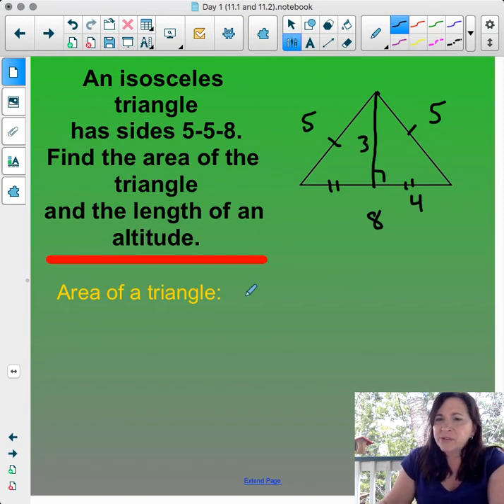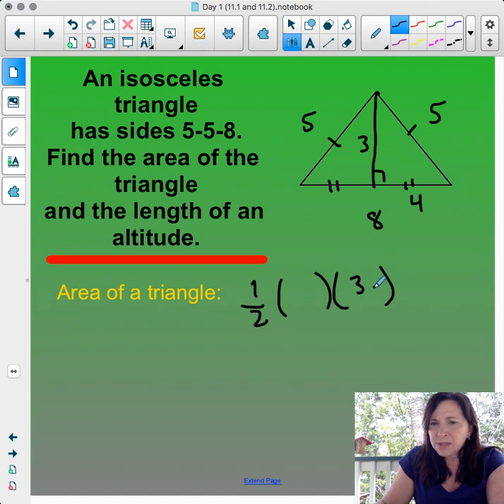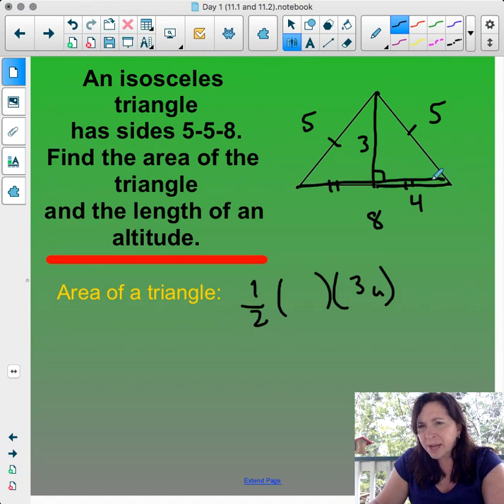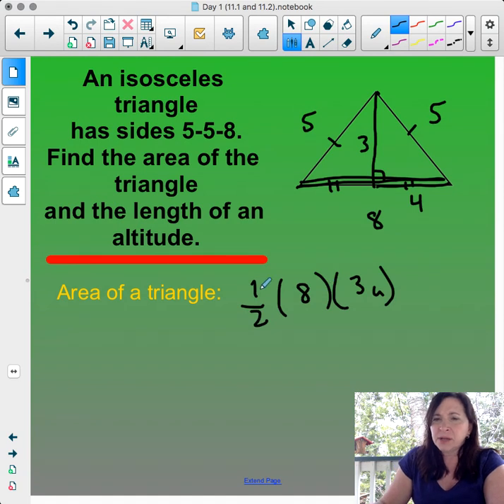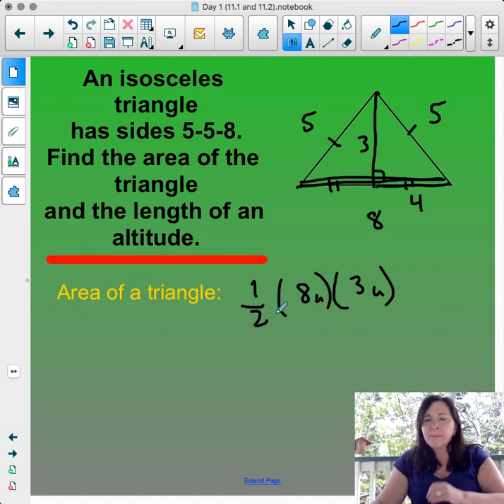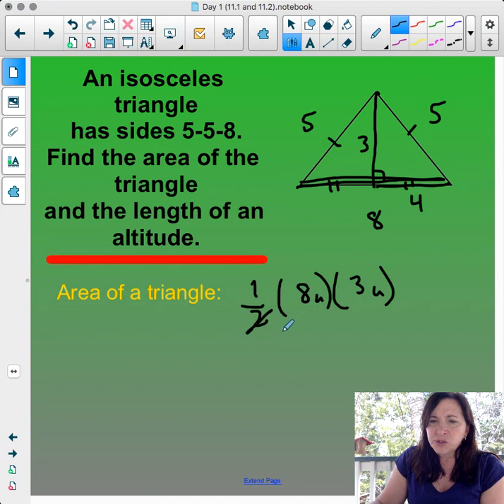So find the area of this triangle. The area of the triangle is going to be 1/2 my base times my height. Be very careful. We know our height is 3 units, but my base is not 4. Remember, it's the base of the entire triangle. So that's going to be 1/2 of 8 times 3, 8 units times 3 units. So again, 2 divides into 8 4 times. And so what we have is the area of this triangle given is 4 times 3, which is 12 units squared.